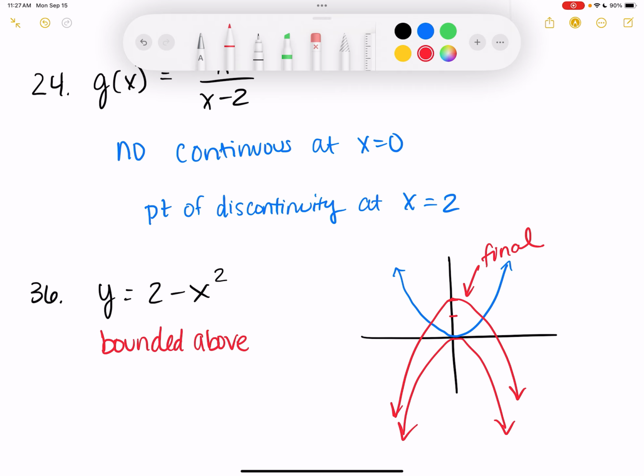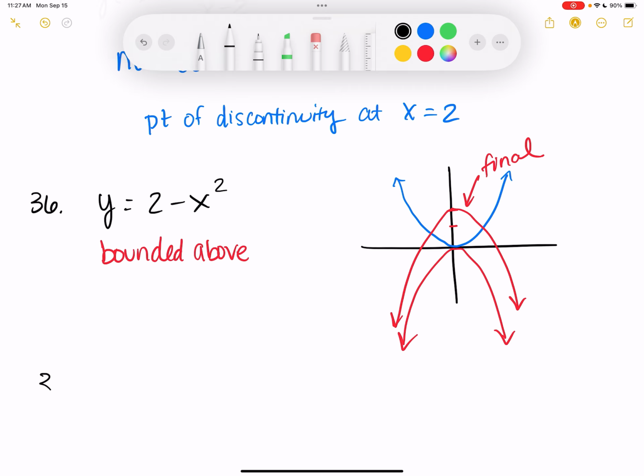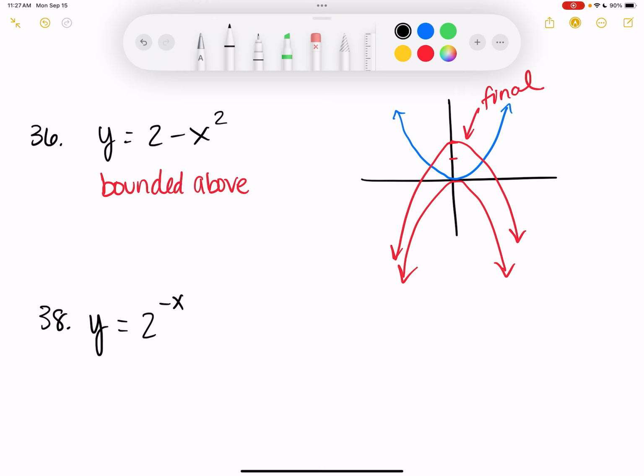Number 38. This is one that you probably don't know off the top of your head what it looks like. Y equals 2 raised to the negative x. If I don't know what it looks like and I need to decide if it's bounded, what do you think I should do? Put it in your calculator. Yes. Graph it.